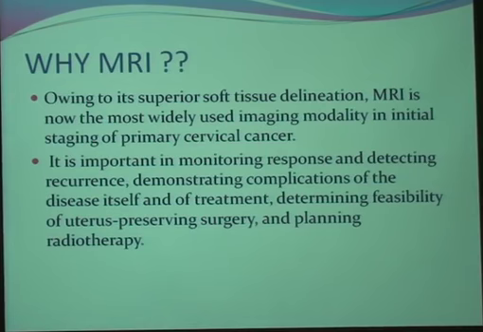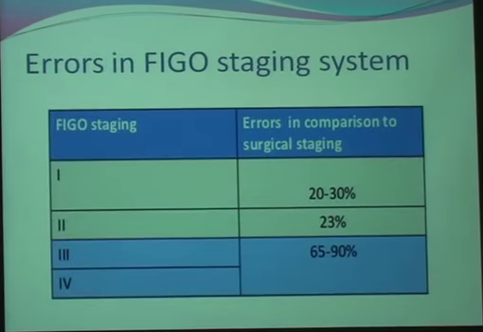MRI has superior soft tissue delineation and is the most widely used imaging modality in the initial staging of cancer cervix, if available. It is very important to monitor the response to treatment, to detect recurrence, to demonstrate complications of the disease and the treatment, to determine the feasibility of fertility preserving surgery, and for the planning of radiotherapy. The FIGO classification system doesn't use MRI yet.